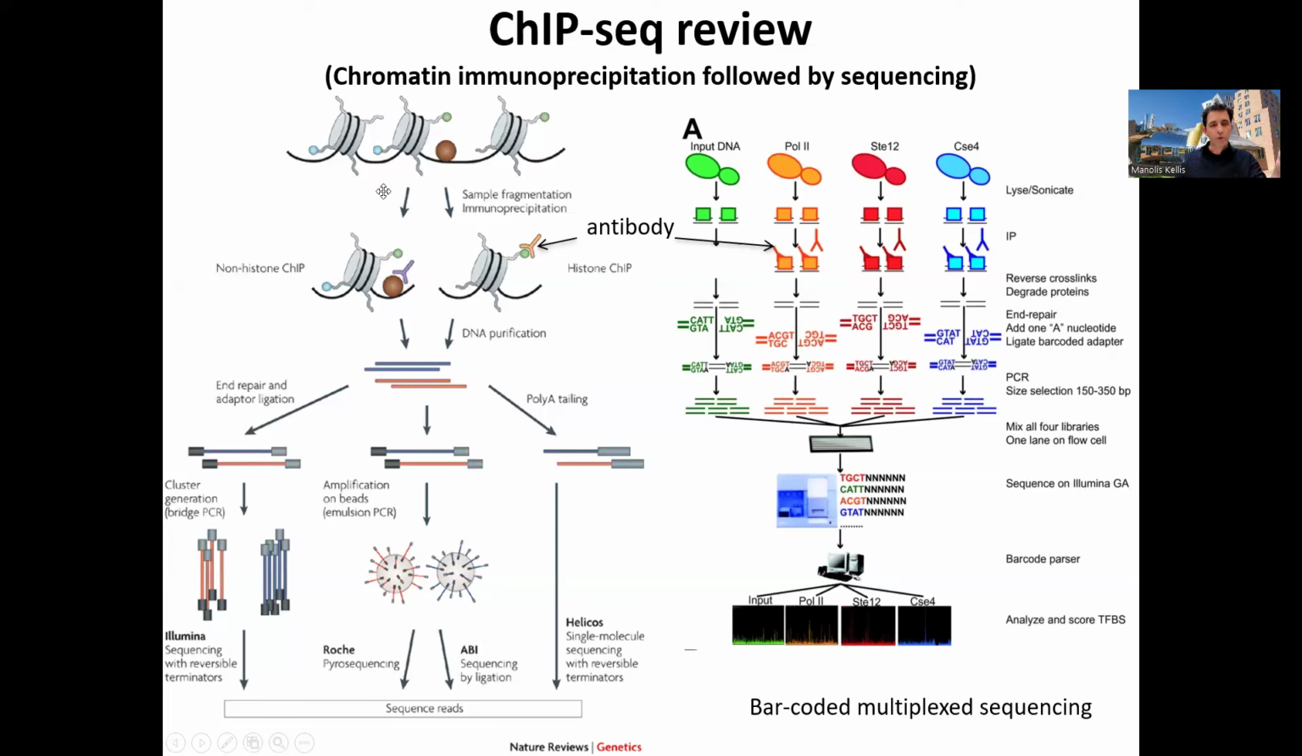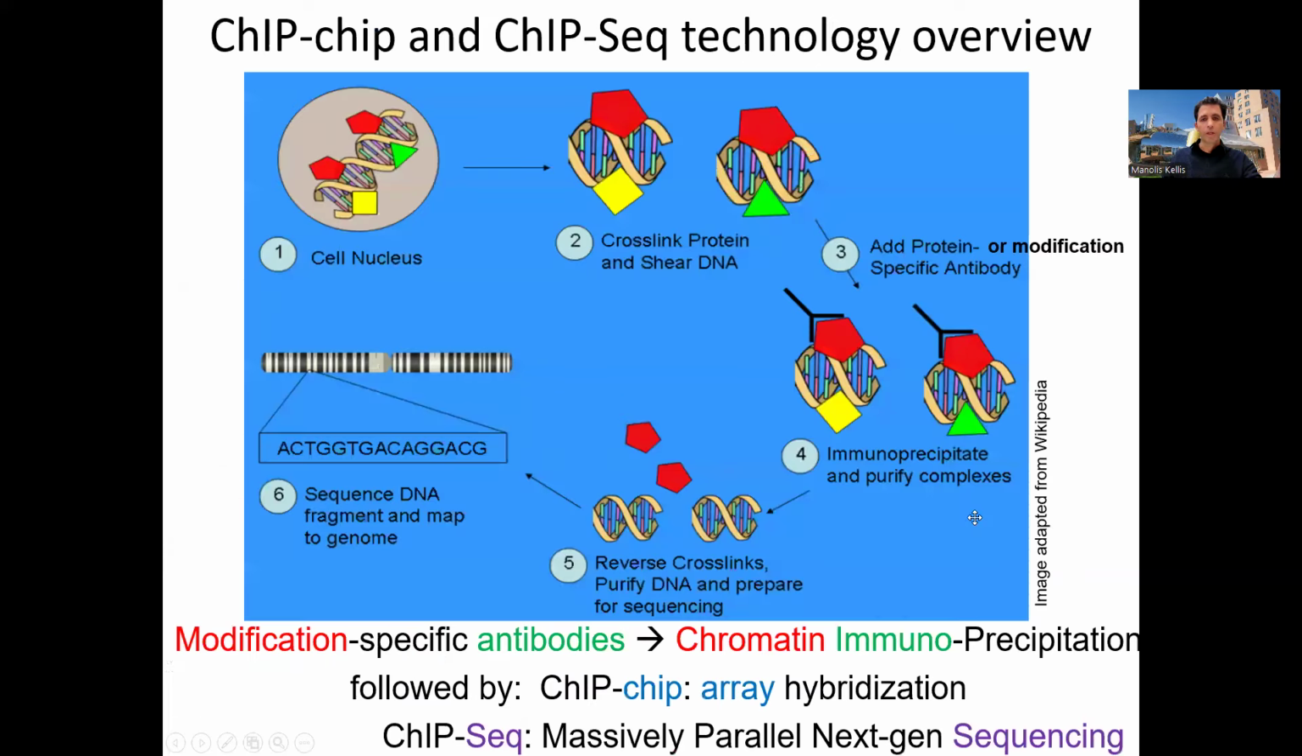You first chop up the DNA, then you pull down all of the regions that were bound by this antibody here or that antibody there that recognize this modification or the binding of this regulator. And then you get rid of the nucleosomes and you sequence whatever segment of the DNA came along. Sounds good? Doesn't matter how you sequence them, but then you map them to the DNA.